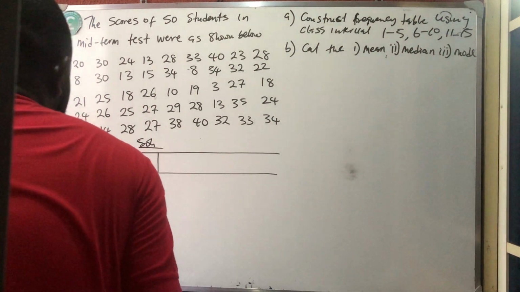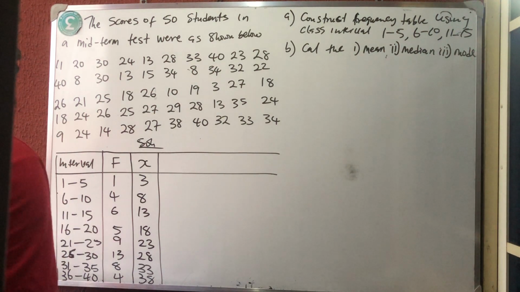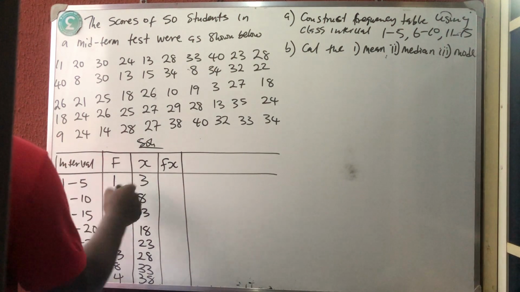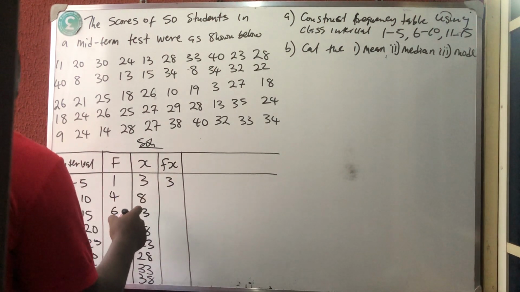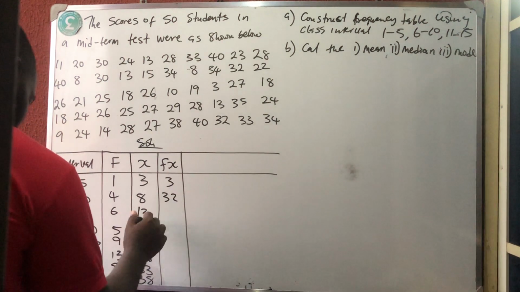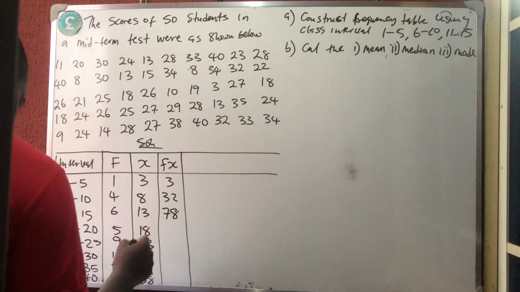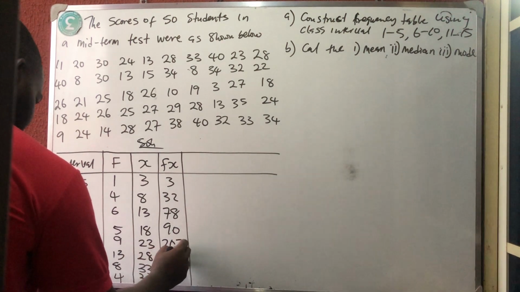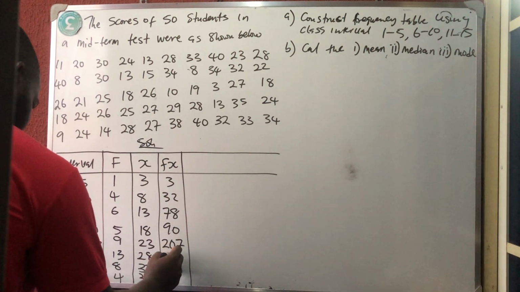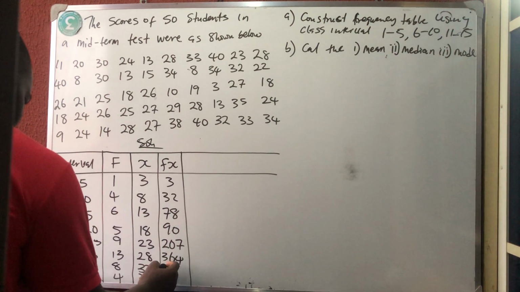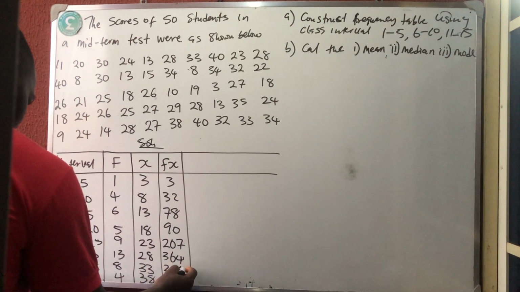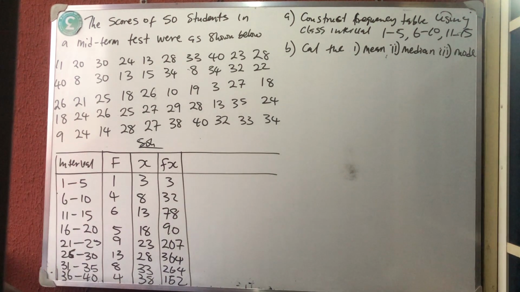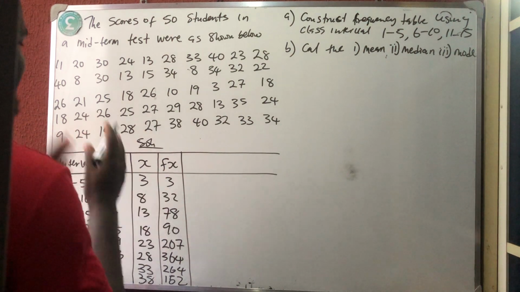The next thing I need for the mean is fx. Don't forget, for the mean I need fx. 3 times 1 is 3. Then 32, 78, 90, 207, 364, 264, and finally 152. Now everything here has given me the mean.